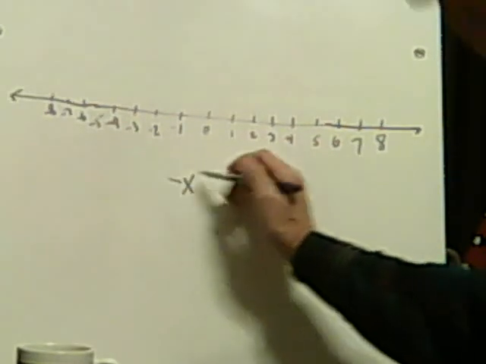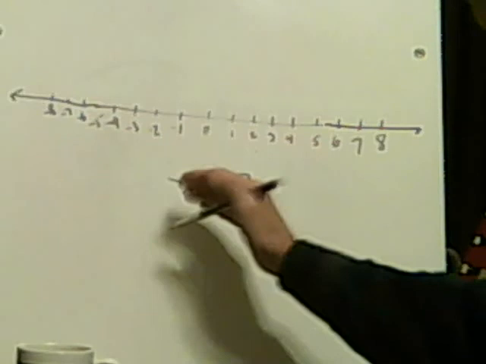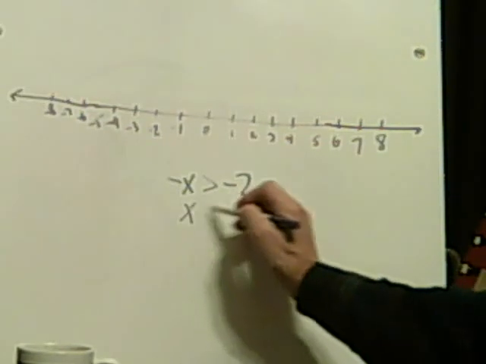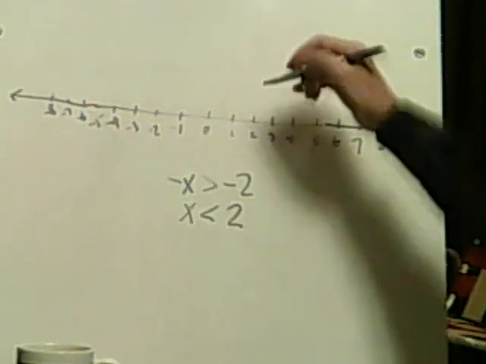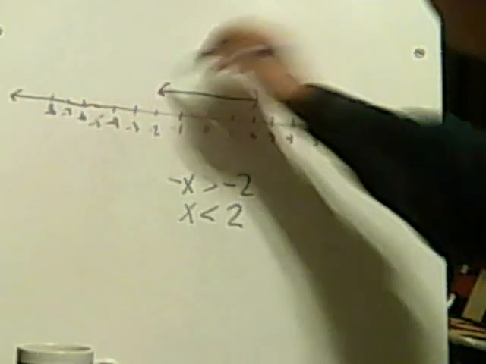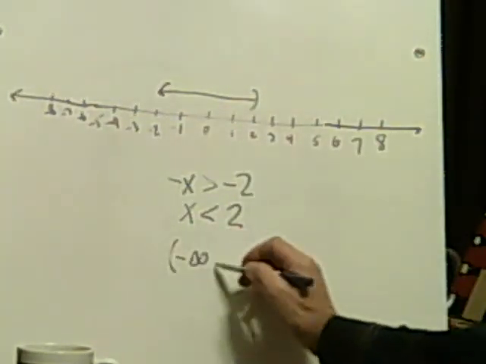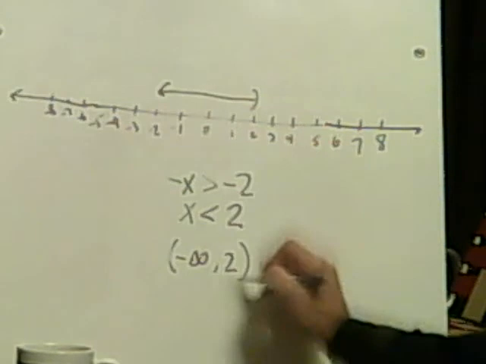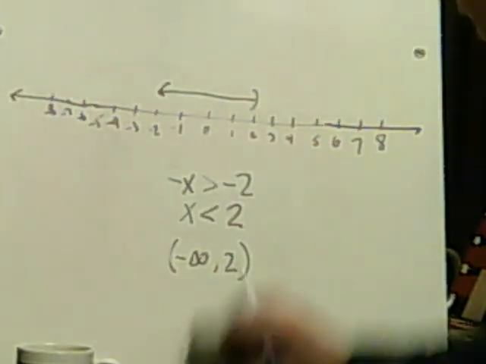Now we'll go to 38. Negative x greater than negative 2. Now we just multiply both sides by negative 1. This is x is less than positive 2. So that's going to be open paren, and it's going to go like this. And the interval notation is going to read negative infinity, comma, 2, close parentheses. That's 38.